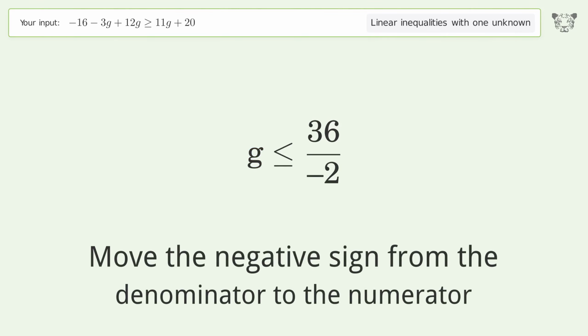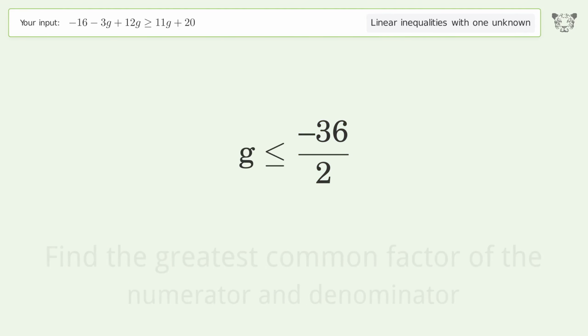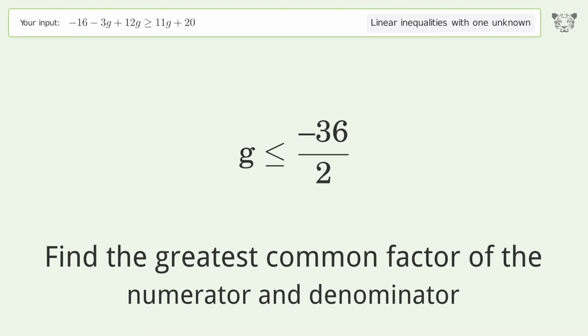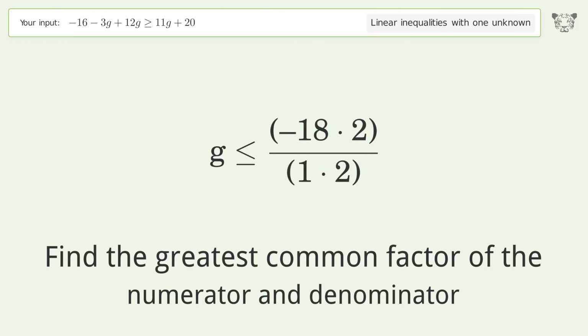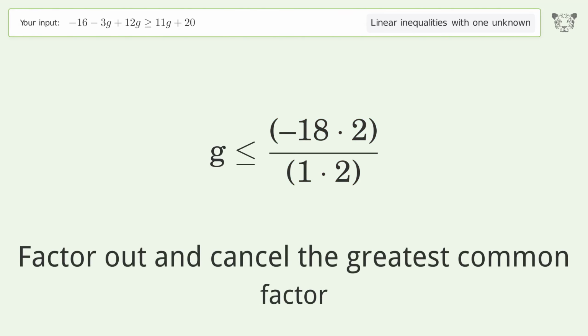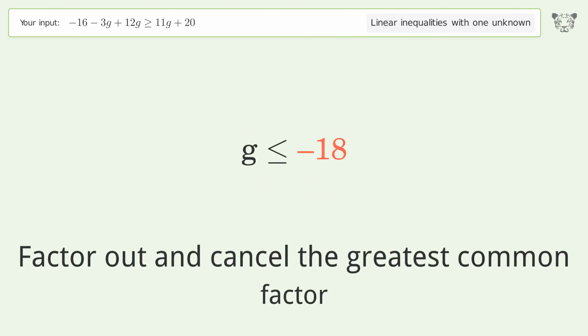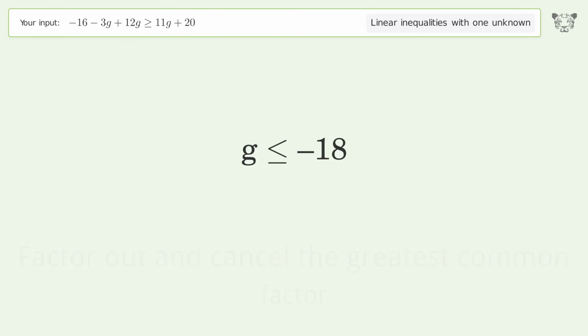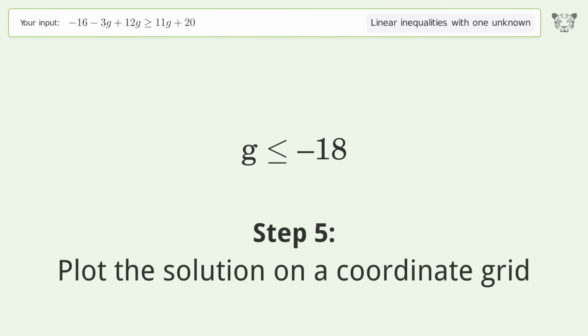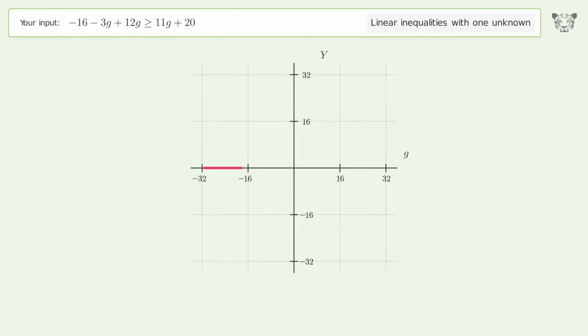Move the negative sign from the denominator to the numerator. Find the greatest common factor of the numerator and denominator. Factor out and cancel the greatest common factor. Plot the solution on a coordinate grid. And so the final result is g equal or smaller than -18.